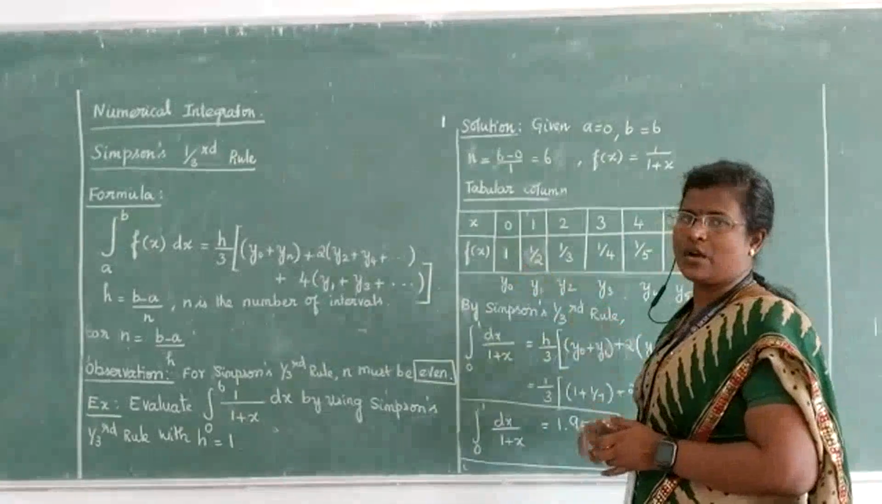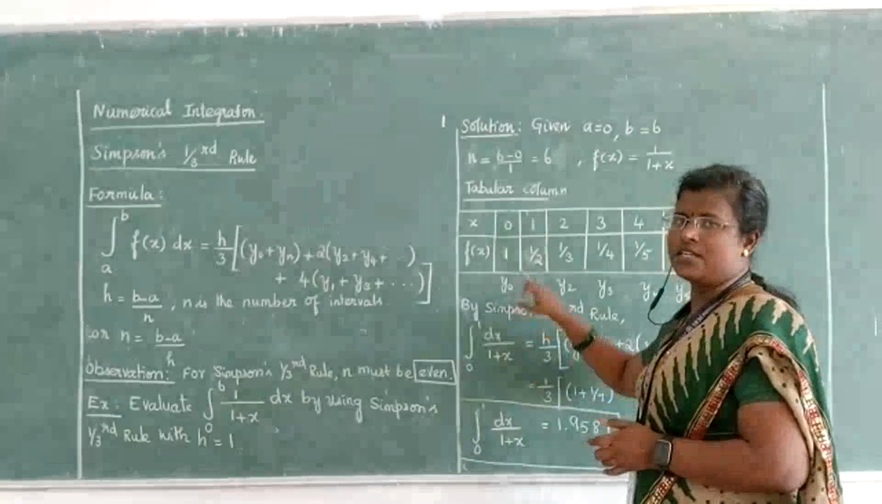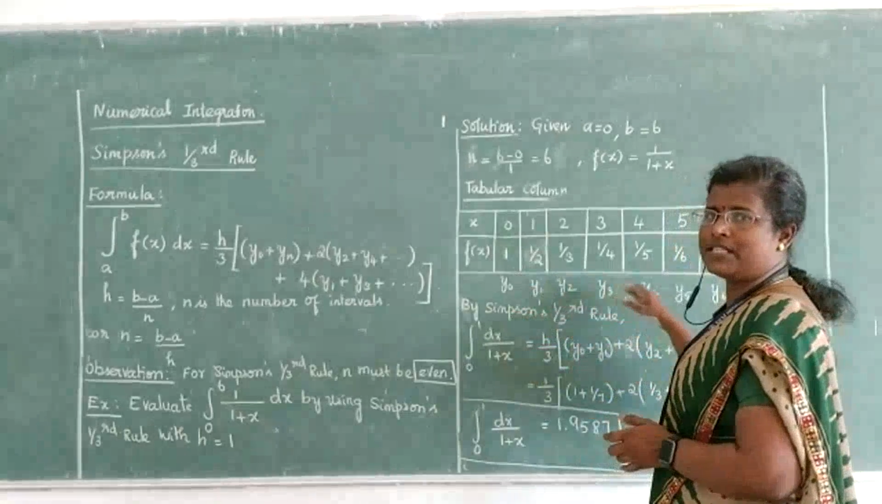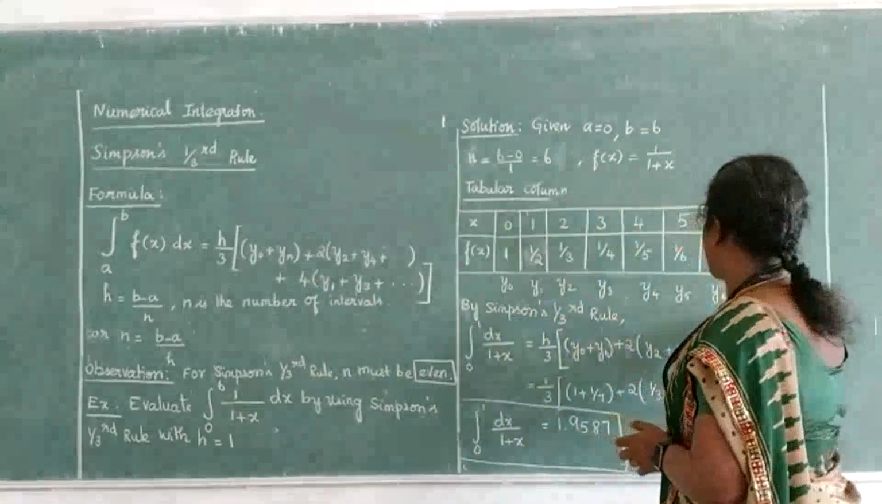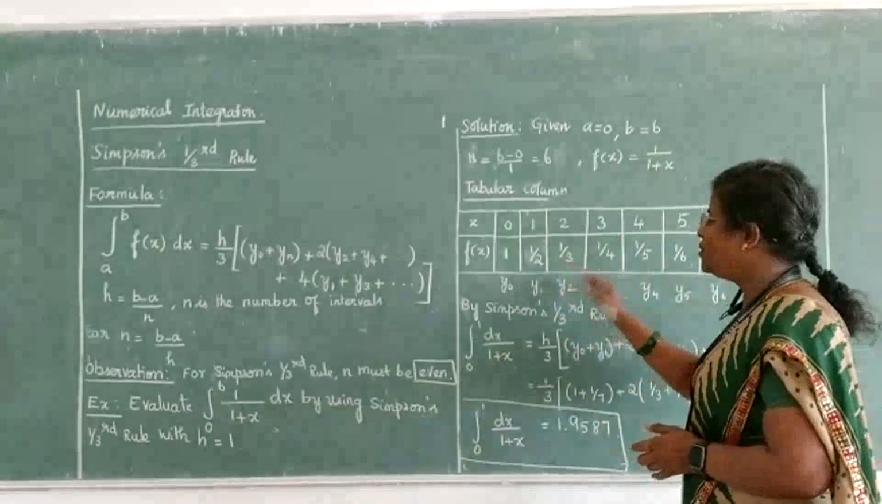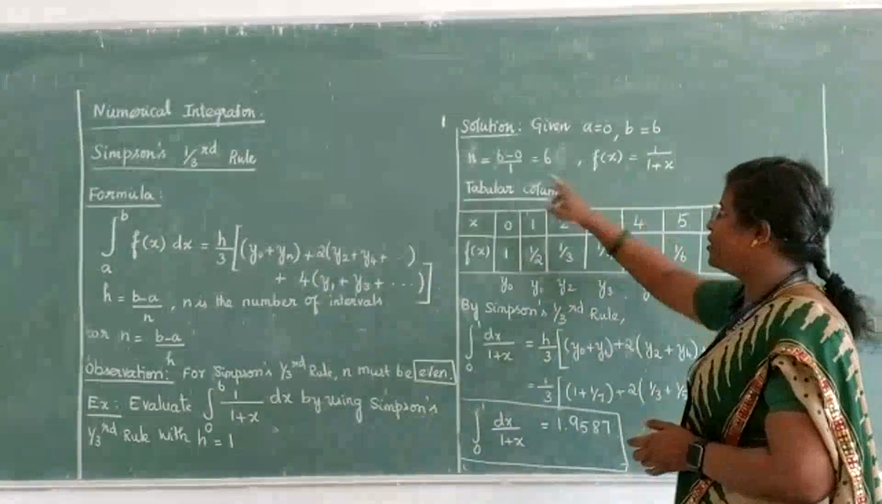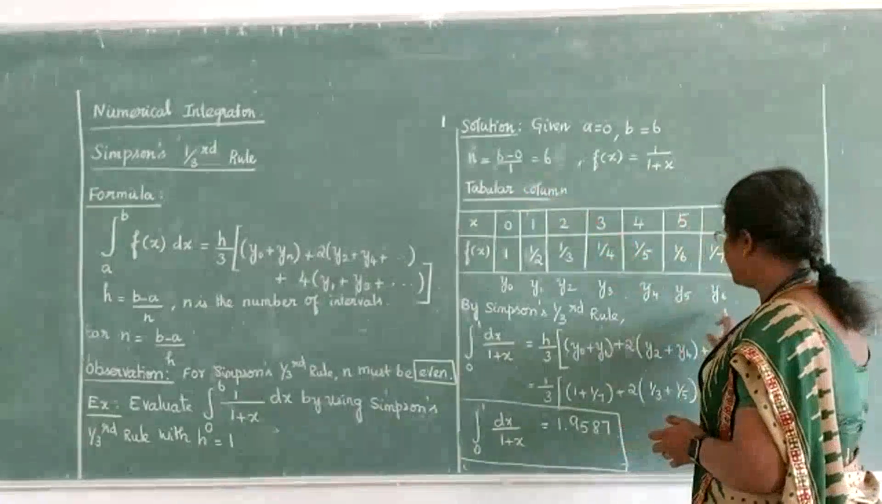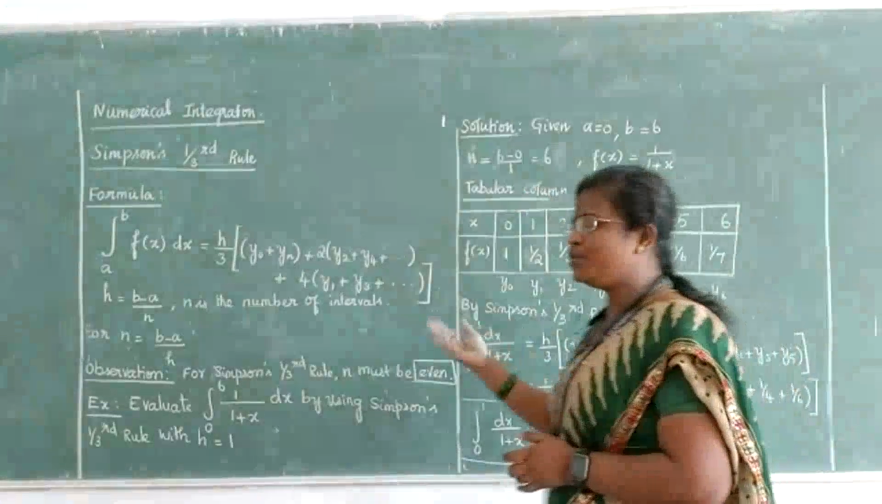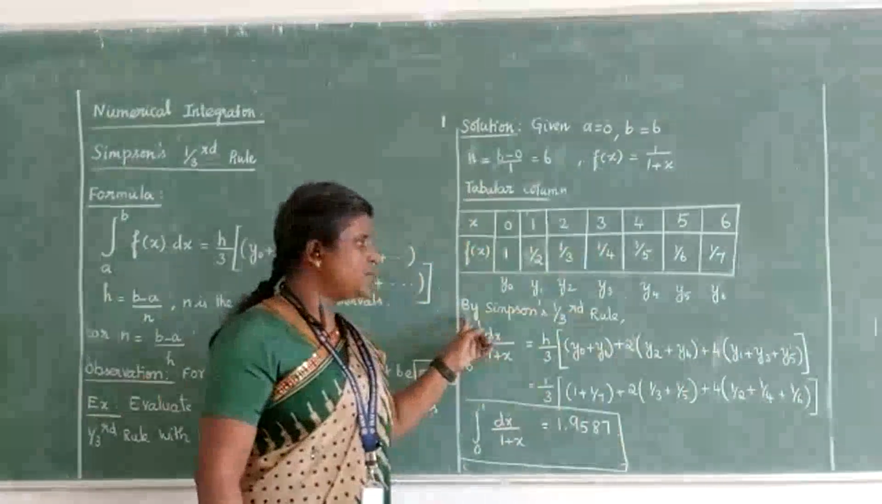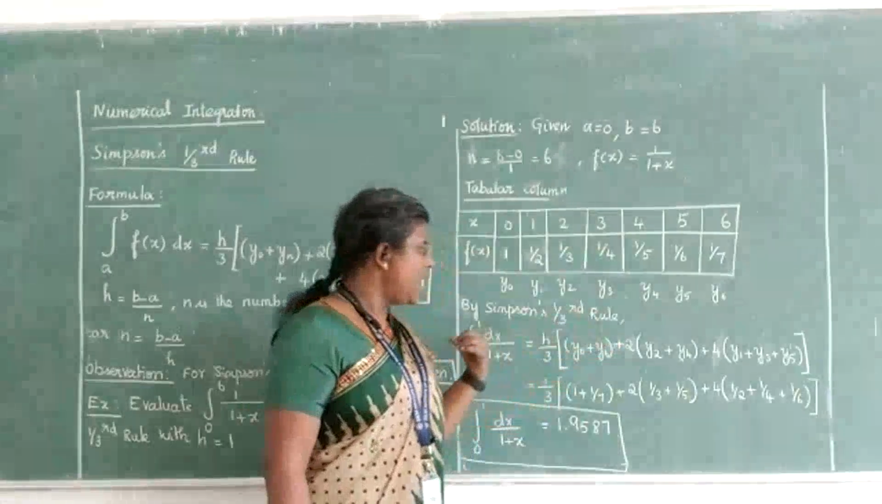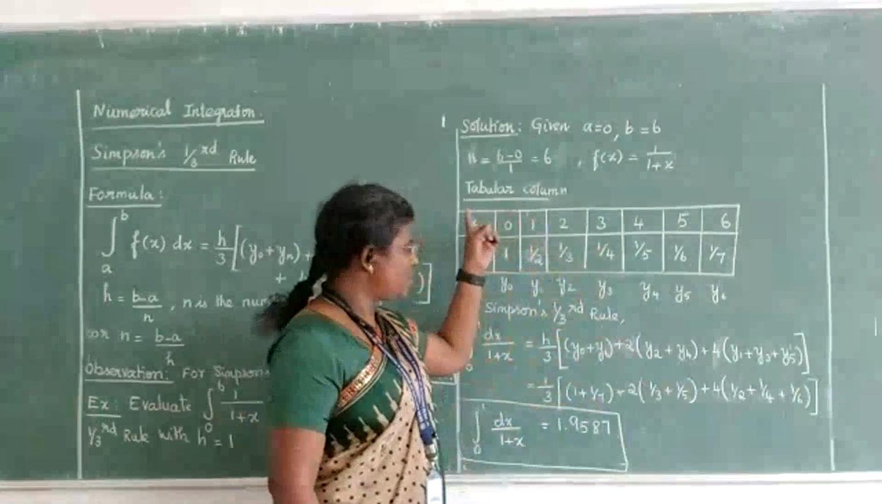Next, I name these values. The first value I take to be y0, and similarly I keep naming them up to y6: y1, y2, y3, y4, y5, up to y6. Here n is 6, so it ends with y6. Now I'm going to use the formula, writing it based on Simpson's 1/3 rule.